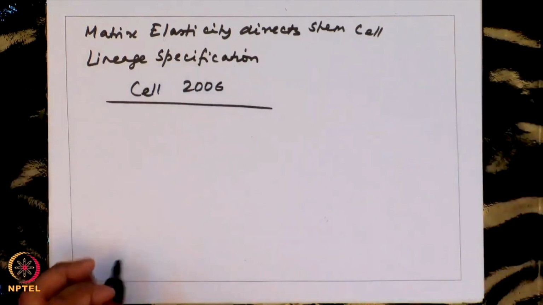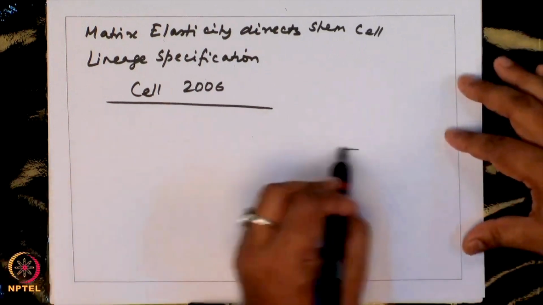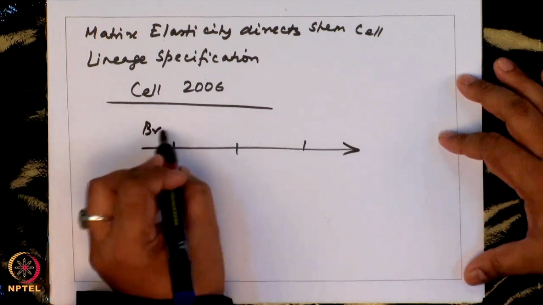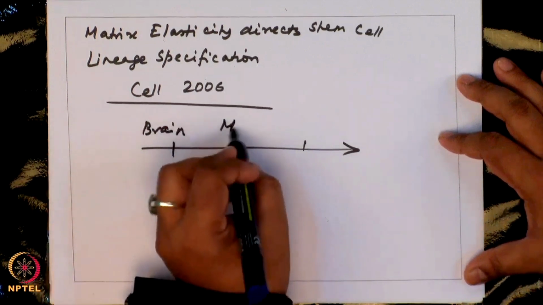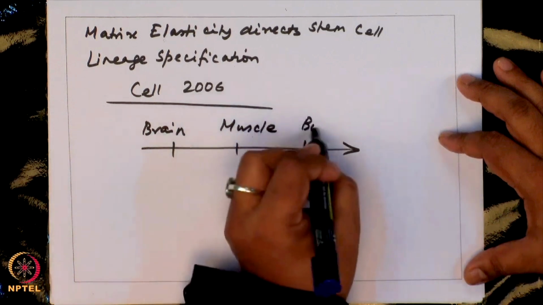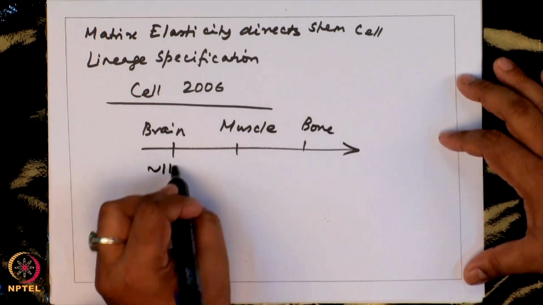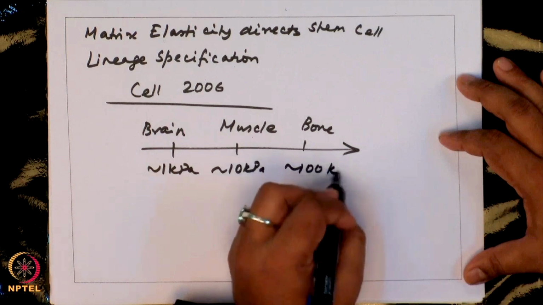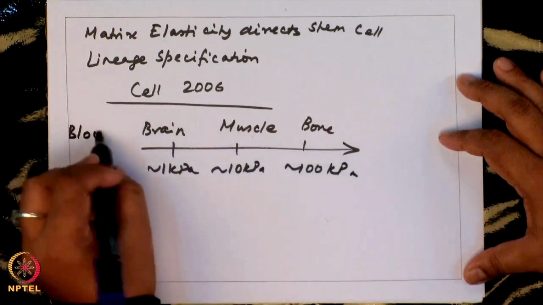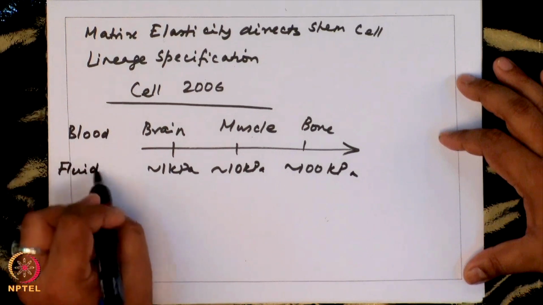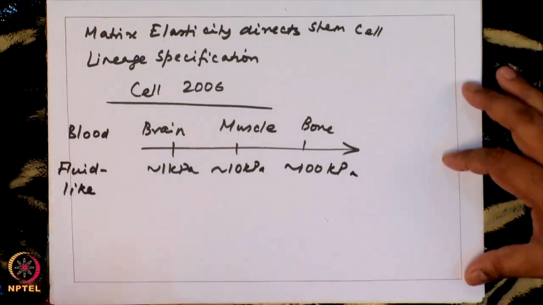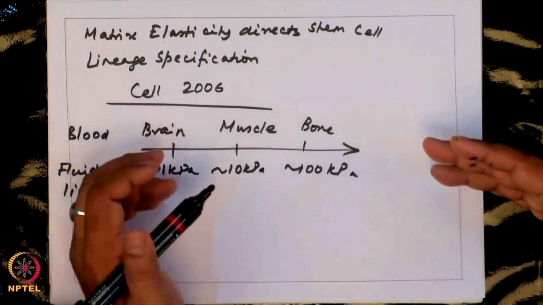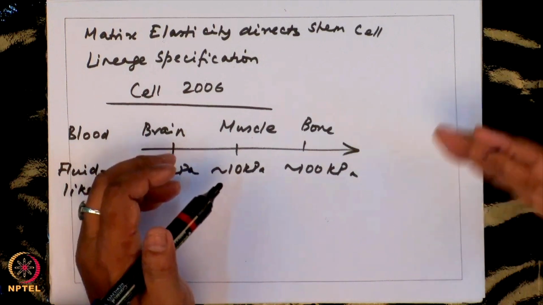Okay. So, the question the authors asked was, given that in vivo you have orders of magnitude of stiffness, right. So, brain being soft, muscle being intermediate stiffness, bone being stiff. Okay. So, this is order 1 kPa, order 10 kPa, order 100 kPa. Okay. And in the extreme you have blood which is fluid like. Okay. So, given these environments which exist in vivo, how do stem cells respond to this stiffness, if at all, and if yes, how? Okay.